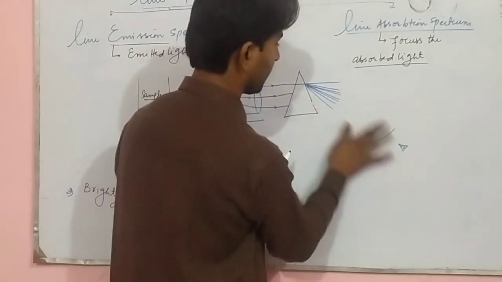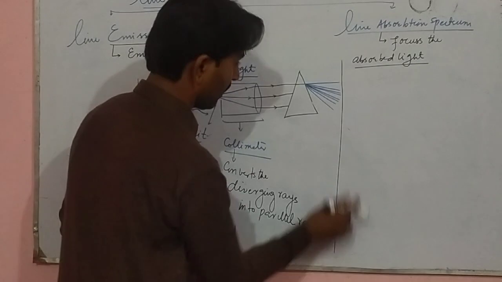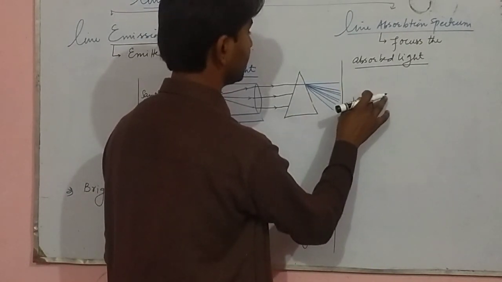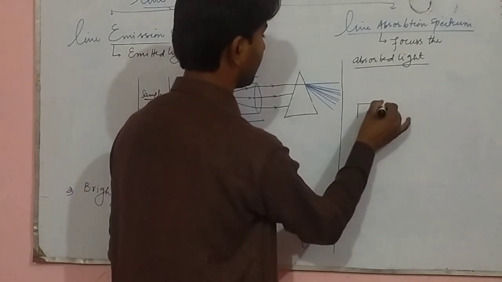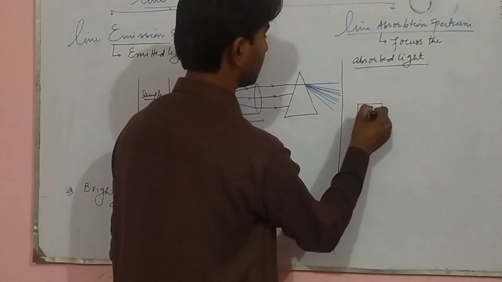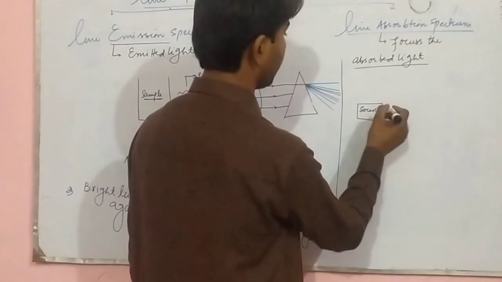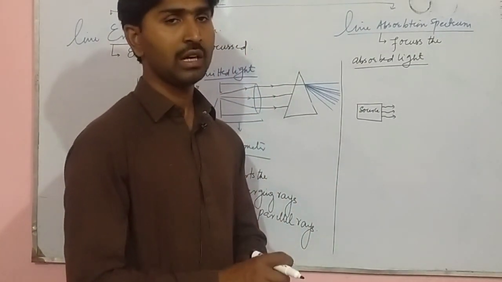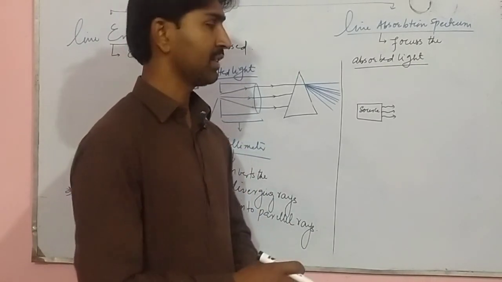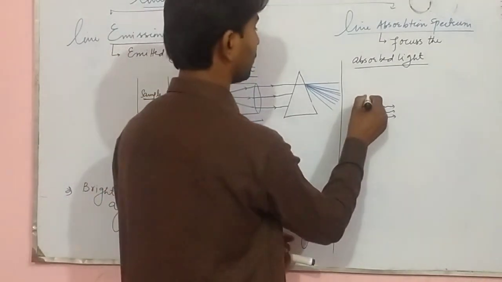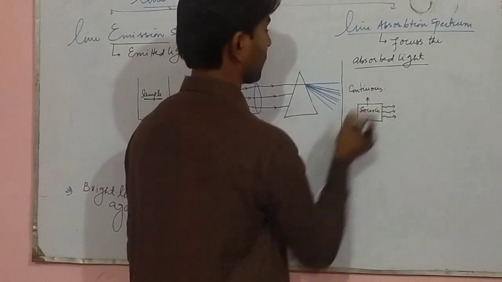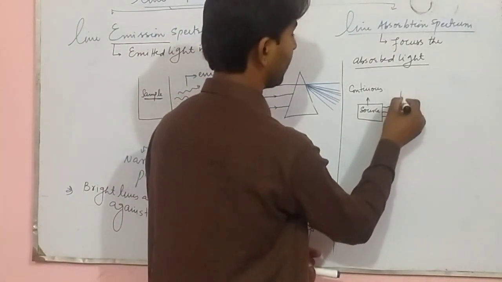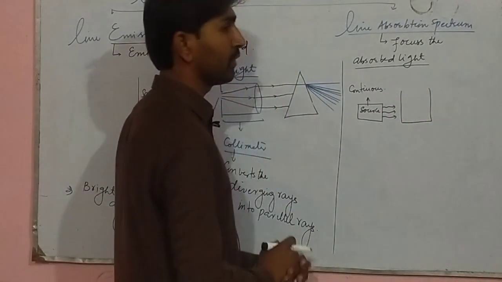This is a continuous source of light which emits light, and in the light all the frequencies and all the wavelengths are present. That's why it is considered a continuous source, because it contains all the frequencies and all the wavelengths. After that we take a sample which we have to study.